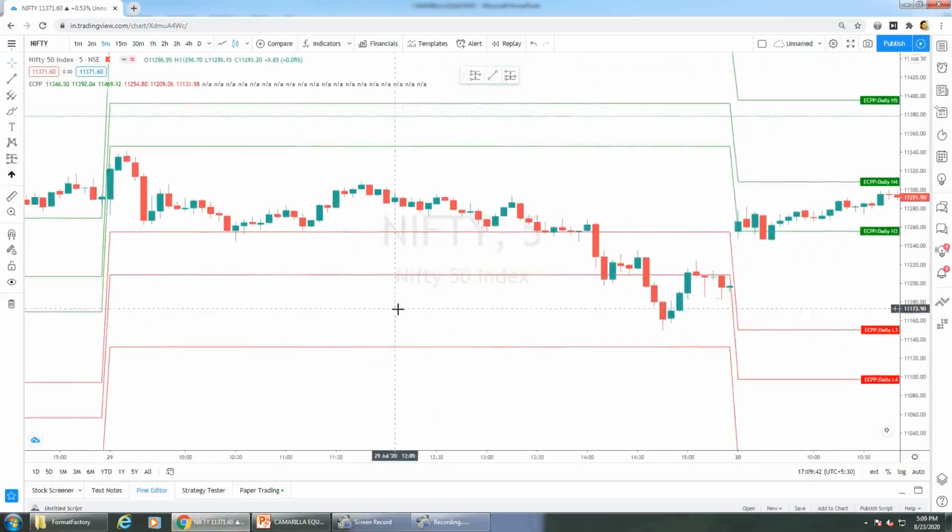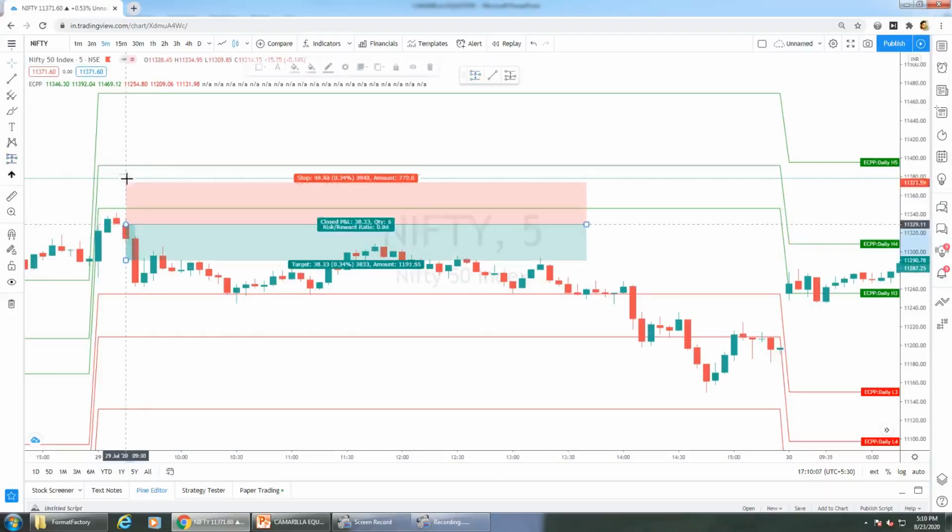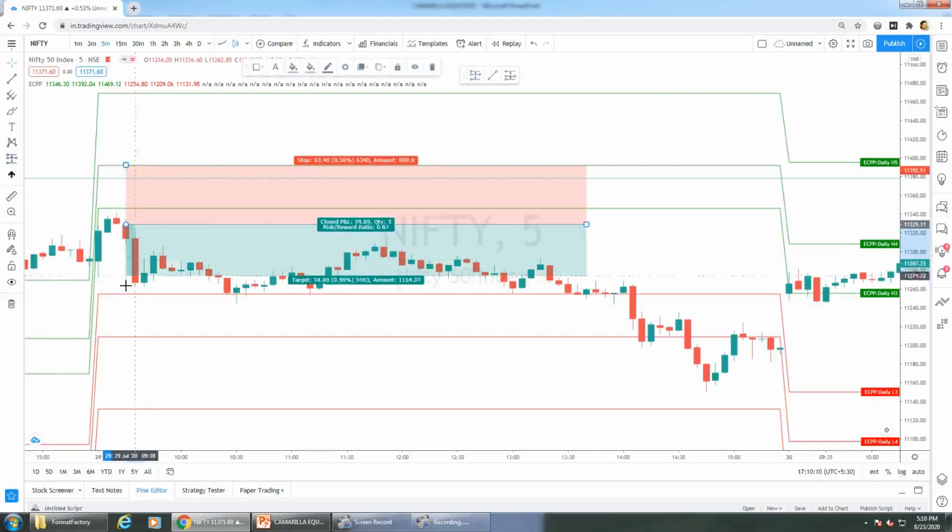Okay, 29th July. If you see, price opened between H3 and L3. The market tried to go to H3 and it took a reversal. So you can take entry at this point, and L3 should be your target and H4 should be your stop loss. Let me place this for better understanding, so this will be your stop loss and L3 will be your target. If you see here, the target is easily achieved.